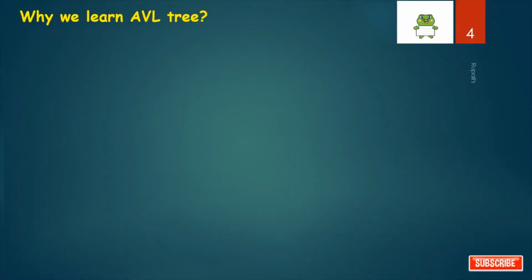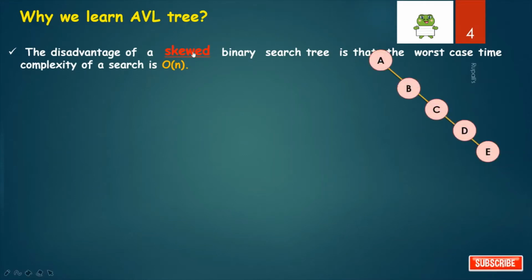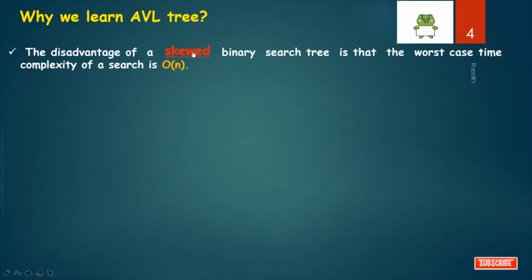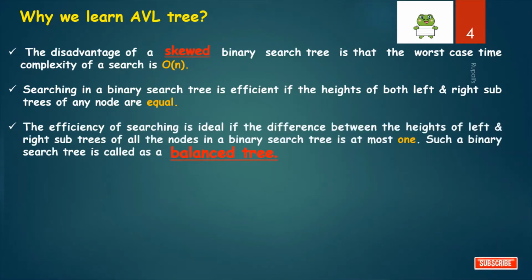So in a nutshell, we can say that the disadvantage of a skewed binary search tree is that the worst case time complexity of a search is order of n. This is our skewed tree. Searching in a binary search tree is efficient if the heights of both left and right subtrees of any node are equal. The efficiency of searching is ideal if the difference between the heights of left and right subtrees of all the nodes in a binary search tree is at most 1. Such a binary search tree is called a balanced tree.